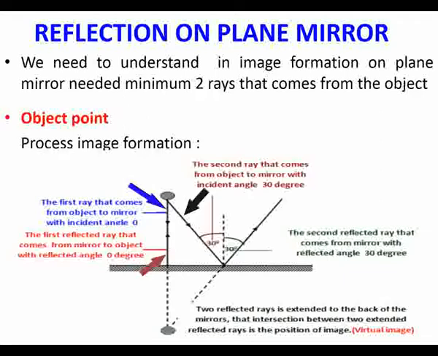From the figure, the second ray that comes from the object to the mirror, shown by the black arrow, comes with an angle of 30 degrees. Using the second law of reflection, the angle of reflection will be the same as the incident angle.